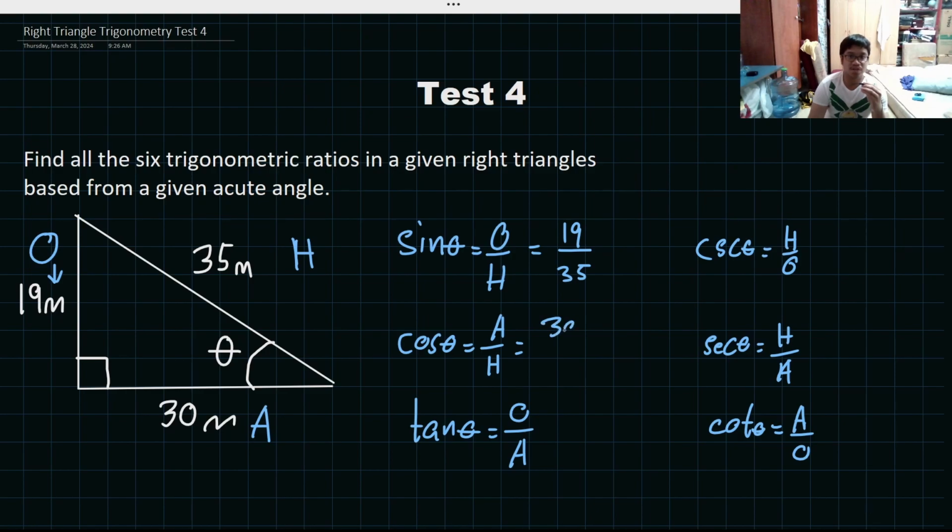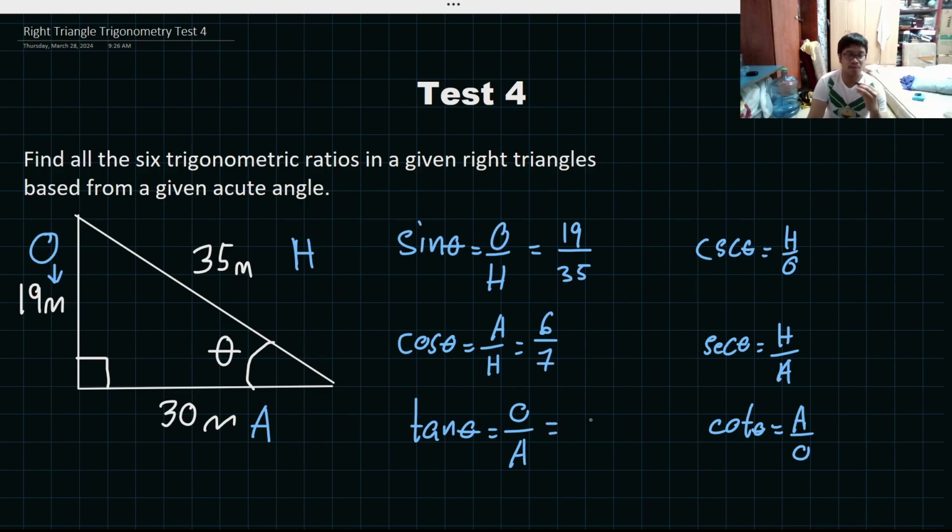Now, for cosine theta, we have adjacent all over hypotenuse. Adjacent is 30, hypotenuse 35. We can simplify this fraction because 30 and 35 are both divisible by 5. 30 divided by 5 is 6, and 35 divided by 5 is 7. Hence, instead of writing 30 all over 35, we can rewrite its simplified form, which is 6 all over 7. Much better.